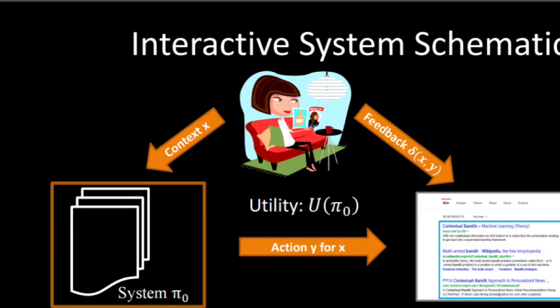The user then interacts with Y in some way, implicitly generating a feedback delta XY. We would like to measure the performance or utility of system P0, which is the expected feedback delta XY over the space of context X and actions Y.